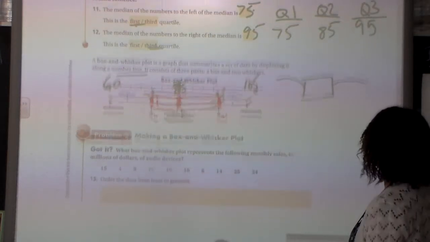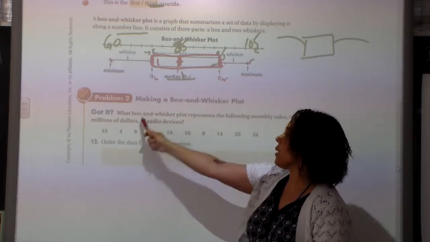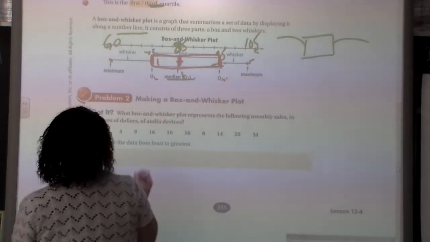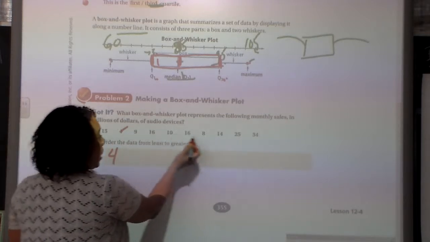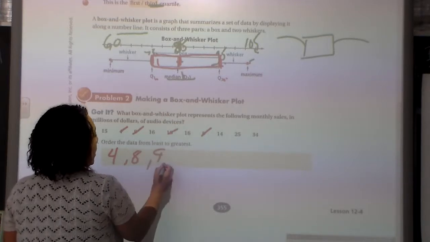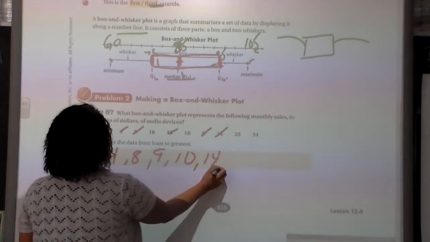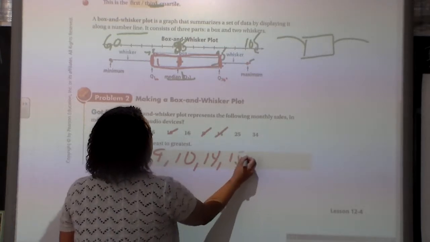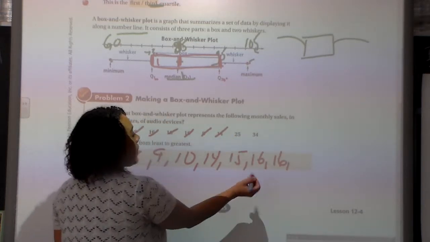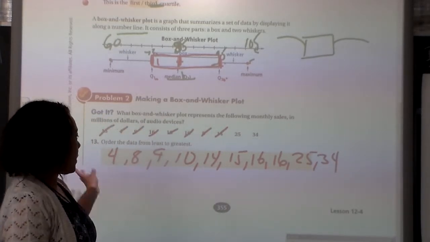So making a box and whisker plot, this is problem number 2. Let's start the process over again to see if we get it. So first thing we're going to do is order the numbers from least to greatest. I'm going to start here with a 4, 8, 9, 10, 14, 15, there's 2 16s, I'll record that twice, 25, and then 34. So now I have my data presented here for us.